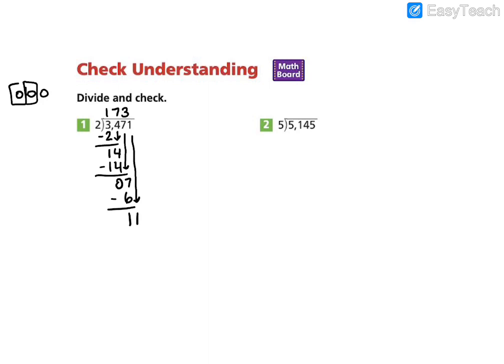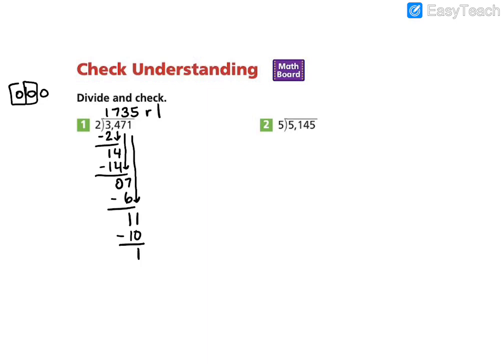What is our closest multiple of 2 to 11? 10 is our closest multiple. If we use those 10 ones and divide them into 2 groups, we will have 5 ones in each group. But we will still have this one guy left over, and that is our remainder.